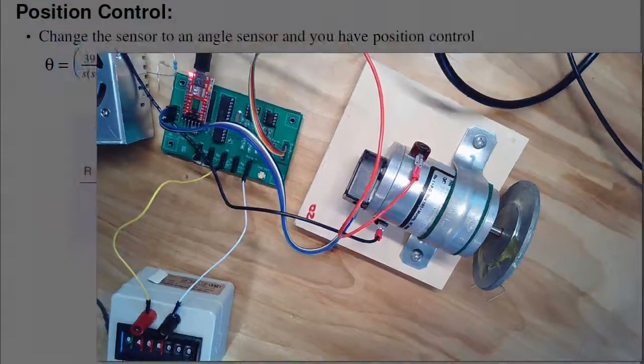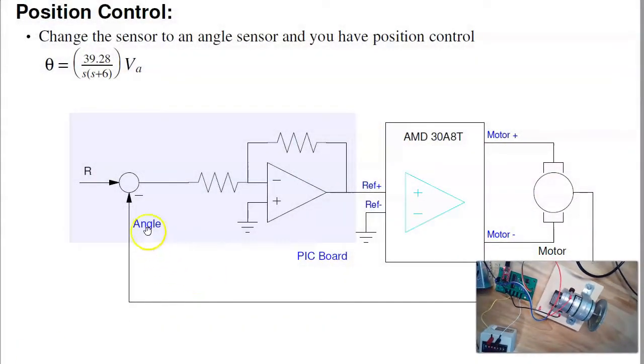So that one little difference, changing the software to go from speed to angle, makes it a position controller. So this would be for opening a valve, closing a valve. Now the transfer function becomes the same as before, but plus an S, because the integral of velocity is position, or angle. So we now have an extra pole.